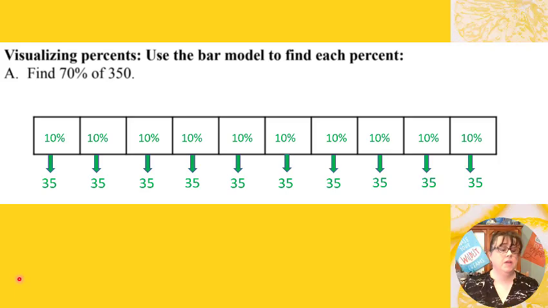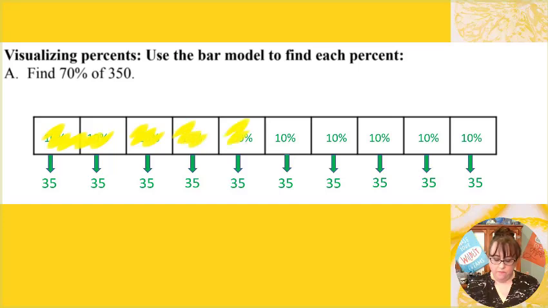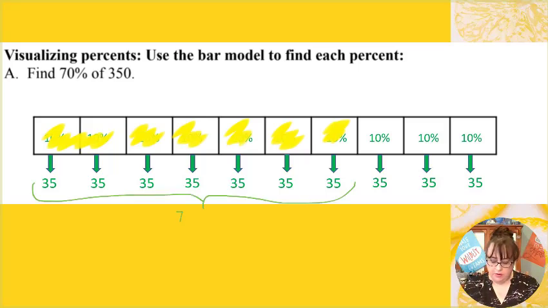This is important for us to understand because from here, I can then talk about 70% fairly easily. I could then take 70% and figure out the total amount. So 70% would be 7 of these boxes. 1, 2, 3, 4, 5, 6, 7. So then I have 7 of these boxes, and 7 times 35 is 245. So I now know that 70% of 350 is equal to 245.